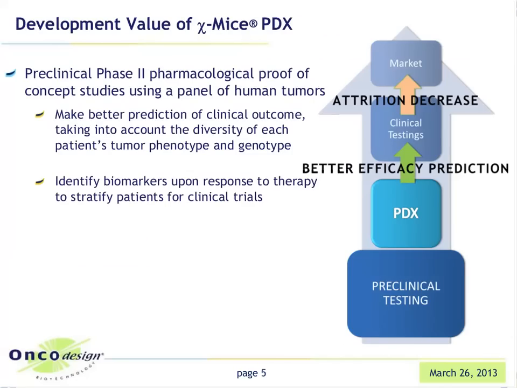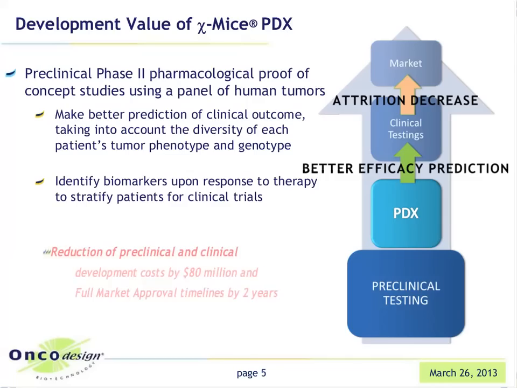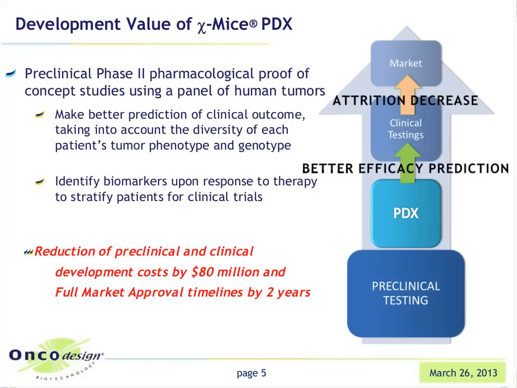And so the goal is really to make the proof of concept using a full panel of human tumors. We plan to make better prediction of clinical outcome when we take into account the diversity of each patient tumor phenotype and genotypes, and to identify biomarkers upon response to therapy to stratify the patient for clinical trials. Both can be used then in the clinical assay.